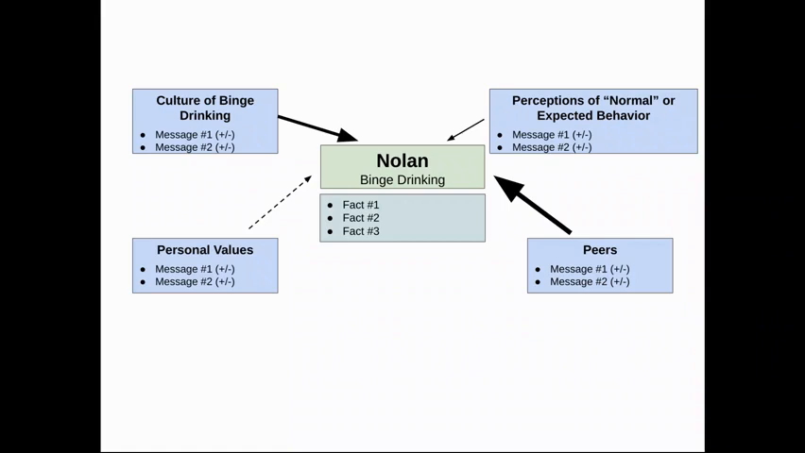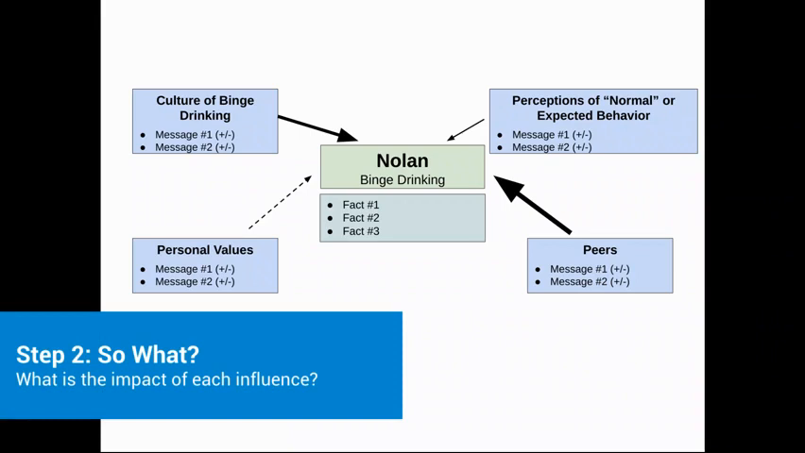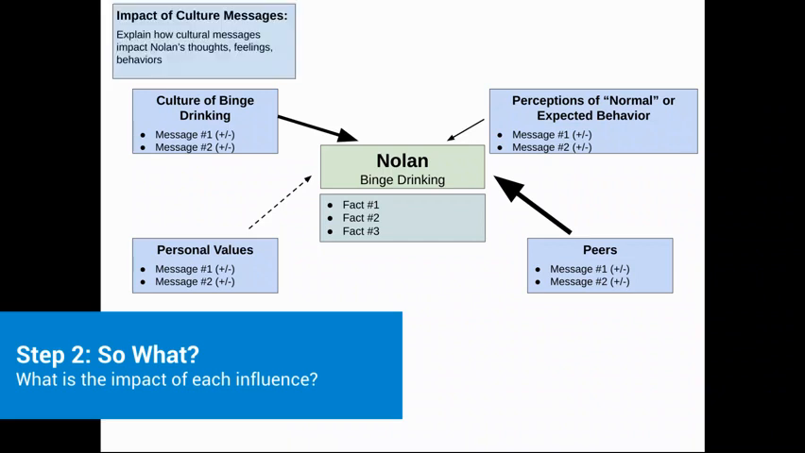The next part is to analyze, so what? What's the impact of receiving those messages? So somewhere along the outside, you're going to identify the impact of receiving each of these messages. So you'll start with analyzing what's the impact of receiving those cultural messages you had identified. And you'll explain how each cultural message impacts Nolan's thoughts, feelings, or behaviors.